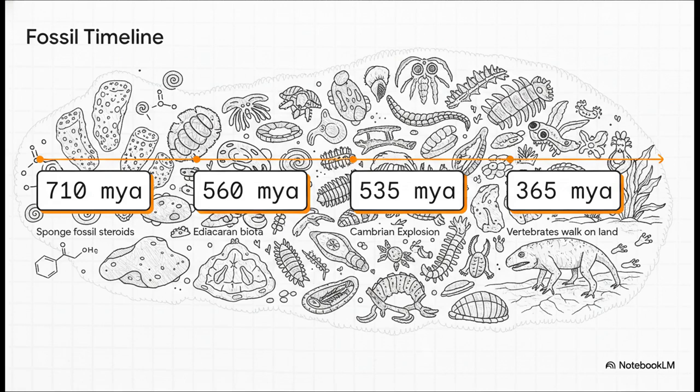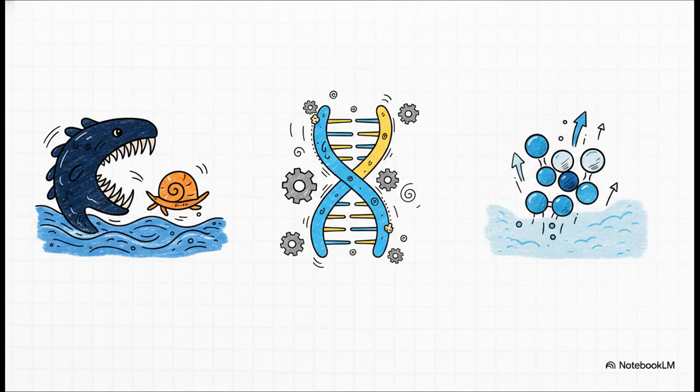In a total blink of geologic time, the oldest fossils of about half of all living animal phyla suddenly just appear. Hard, mineralized skeletons, complex predators, prey, the whole shebang. And by 365 million years ago, we literally have vertebrates walking on land. But what on earth triggered that massive burst of life in the Cambrian? Well, there are a few major hypotheses.